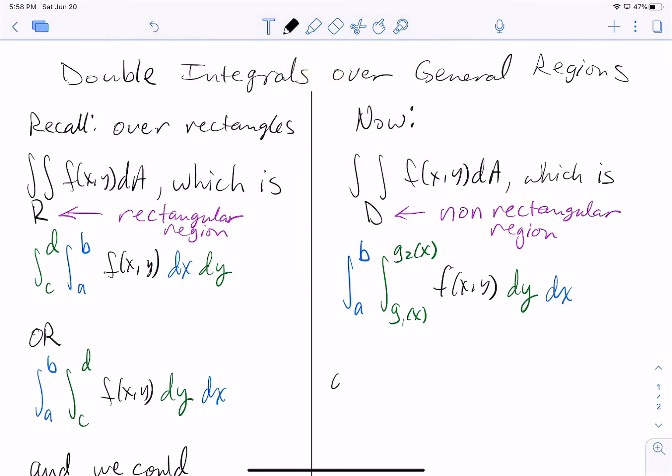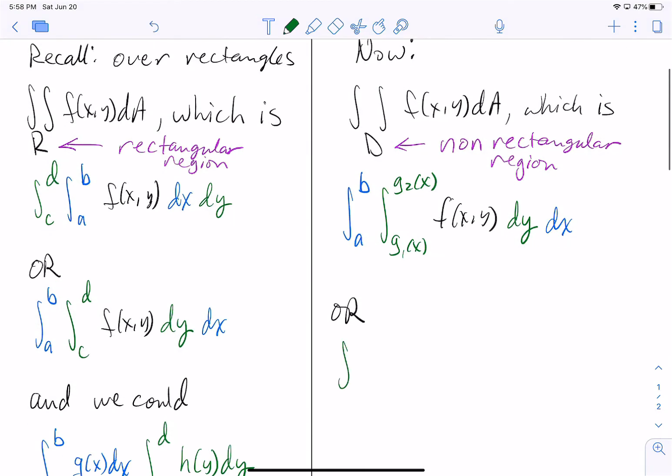or the integral from c to d of the integral from, got my letters confused, h1 of y to h2 of y of f of x, y, dx, dy. Here what we see is that for the first one, the innermost limits of integration are functions of x, g1 of x and g2 of x. In other words, y goes from g1 of x to g2 of x. Y depends on x, and that's totally fine.